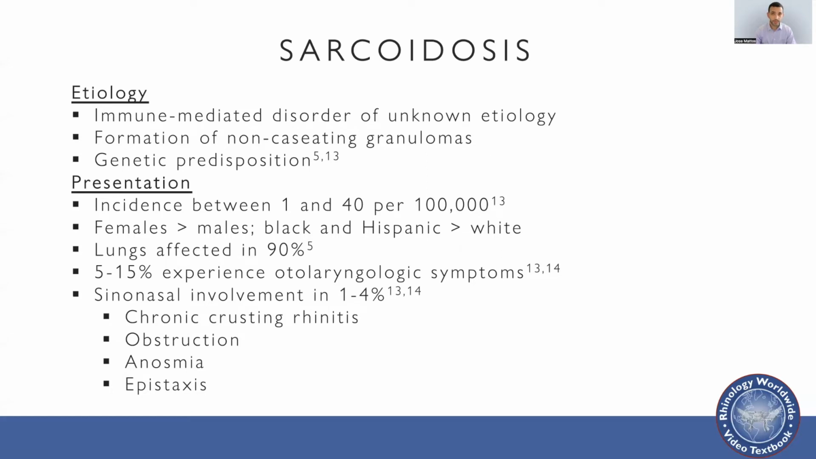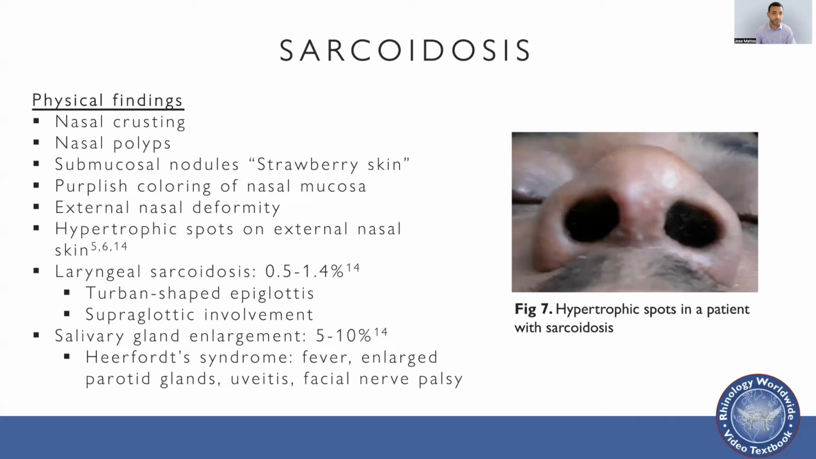The lungs are affected most of the time, and frequently there'll be sinonasal involvement in this disease as well, leading to chronic crusting, chronic rhinitis, obstruction, anosmia, and epistaxis. In addition to nasal crusting, patients can have CRS and polyps. They can have changes of the skin, leading to strawberry skin nodules, hypertrophy of the nasal skin, and often they will also have other otolaryngologic manifestations like laryngeal involvement, usually supraglottic, and salivary gland involvement, which can lead to Heerfordt syndrome, leading to fever, parotitis, uveitis, and facial nerve palsy.